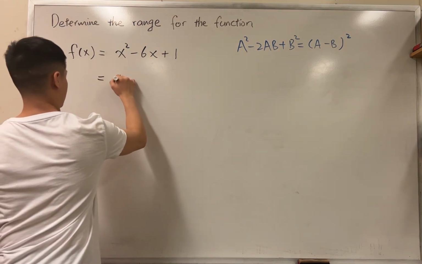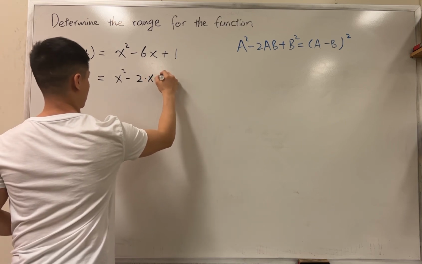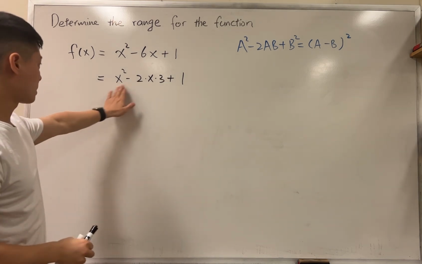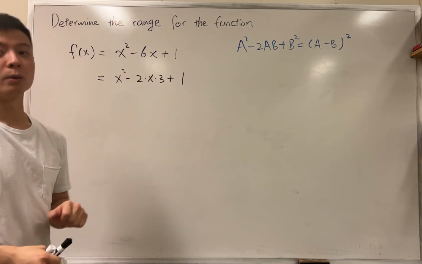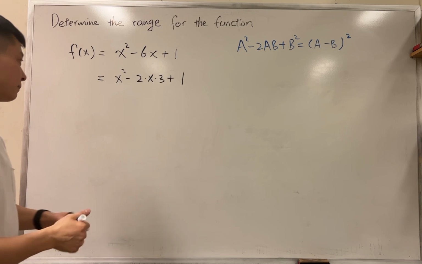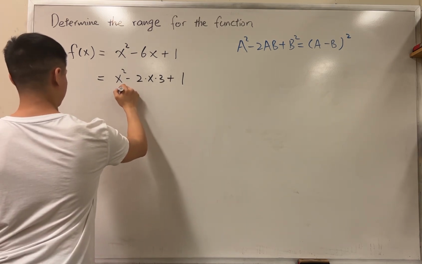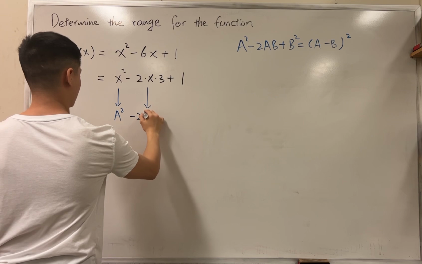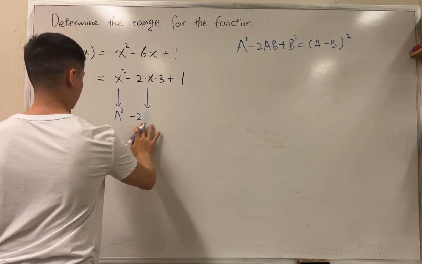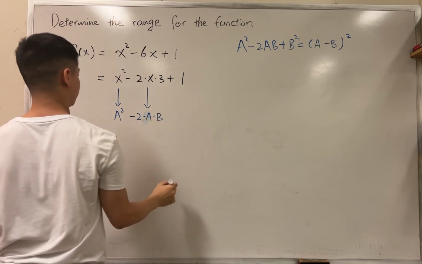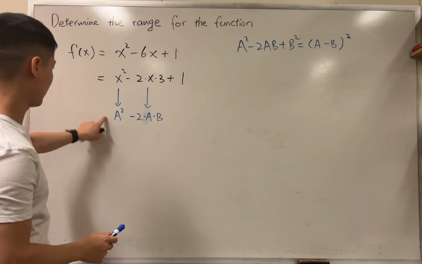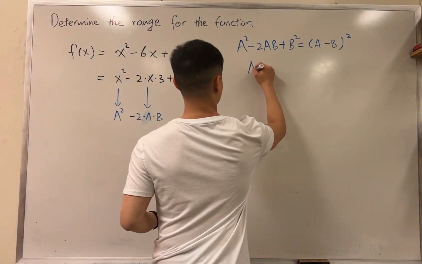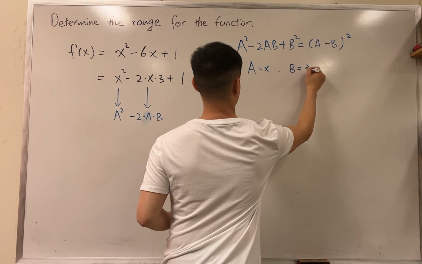We're going to write it as x squared minus 2 times x times 3 plus 1. The reason why we put it this way is because we want the first two terms in this expression to match those in the formula. So we can, for example, identify x squared as a squared, and then the middle term can be identified as 2 times a times b. So it's obvious that if a is x and this is 2ab, then we're going to have b equal to 3. So a equals x, b equals 3.